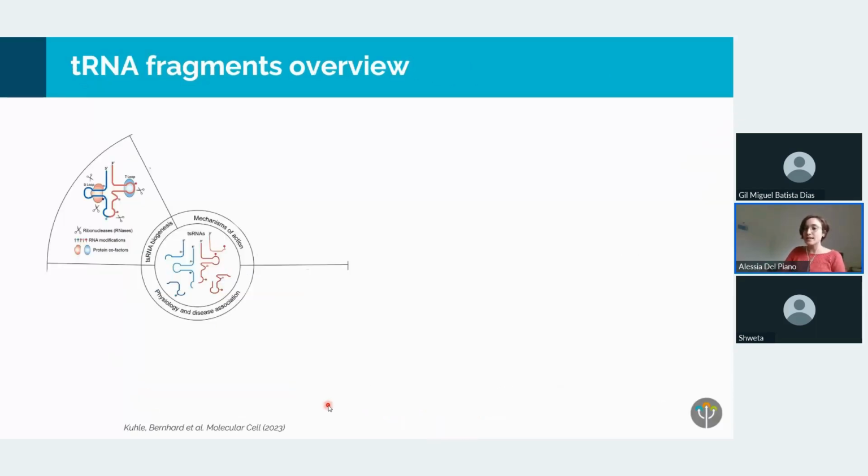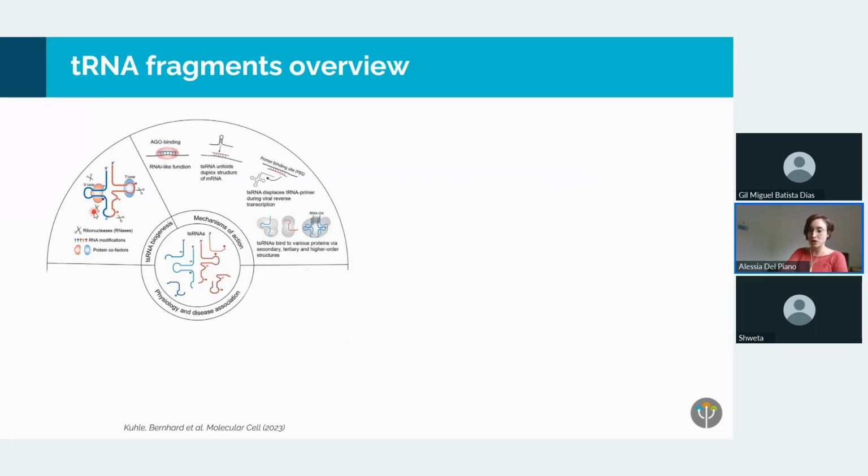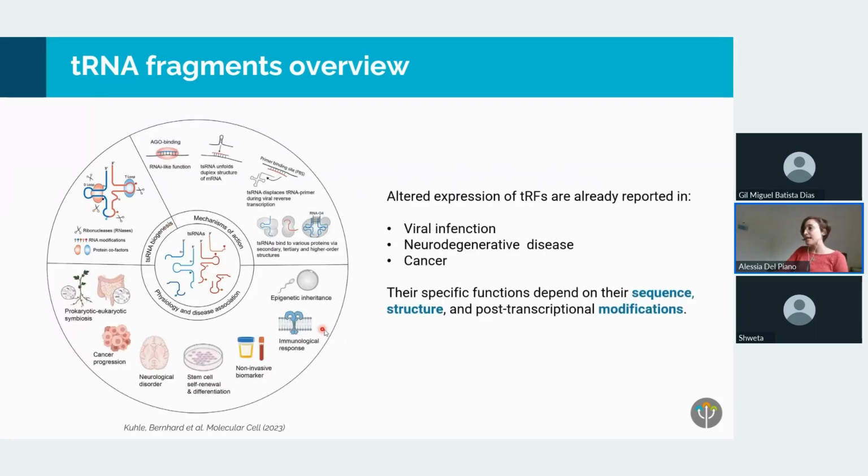So, summarizing, we have described how tRNA fragments are generated and their possible mechanism of action. What we didn't say is that tRNA fragments are expressed in all biological models, but altered expression has already been reported in several disease conditions, such as viral infection and neurodegeneration. And today, we will focus on cancer specifically.